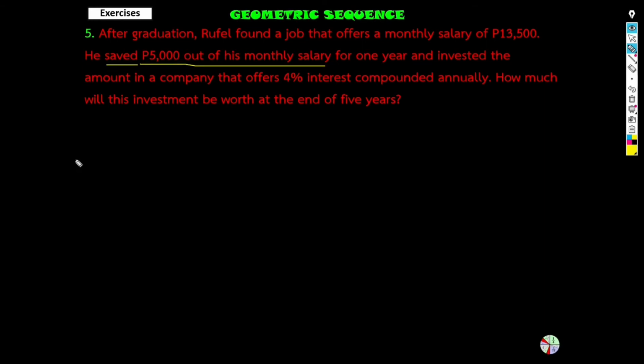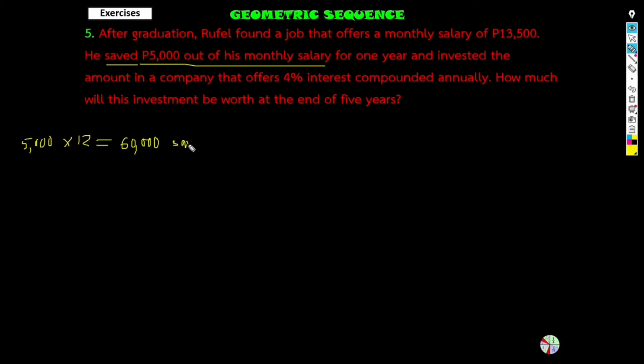In the first year he saved 5,000 and invested the amount in a company that offers interest. He saved 5,000 out of his monthly salary for 1 year. So if 1 year, that will be 12 months, so that is 5,000 every month. He will save 5,000 per month times 12 months. That will be 5,000 multiplied by 12, which is 60,000 pesos.